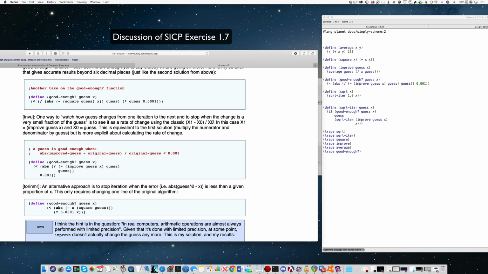Yeah, this is, I mean, I learned this in school, and also I think I went over it in that pre-algebra book, Art of Problem Solving. I think they talked about that. In this case, x1 equals improved guess and x0 equals guess. This is equivalent to the first solution, but is more explicit about calculating the rate of change.